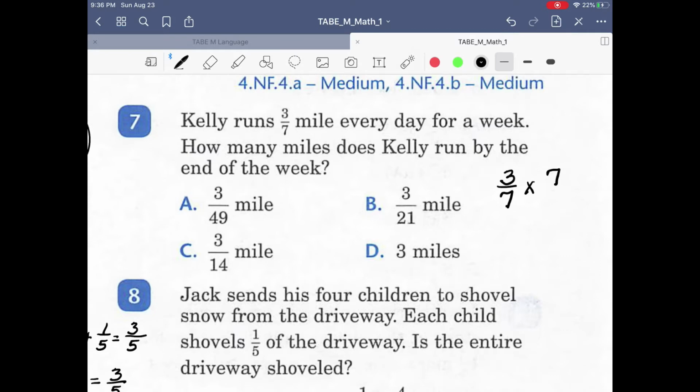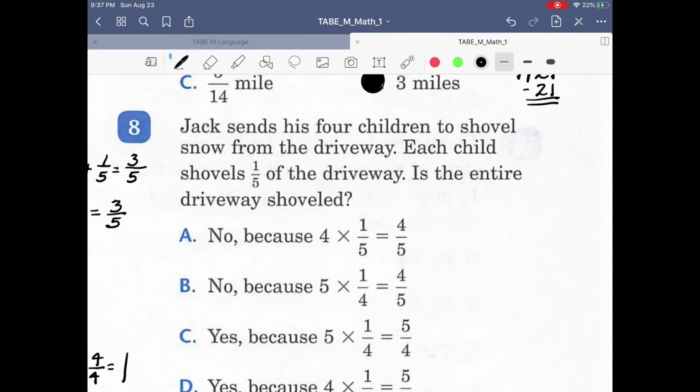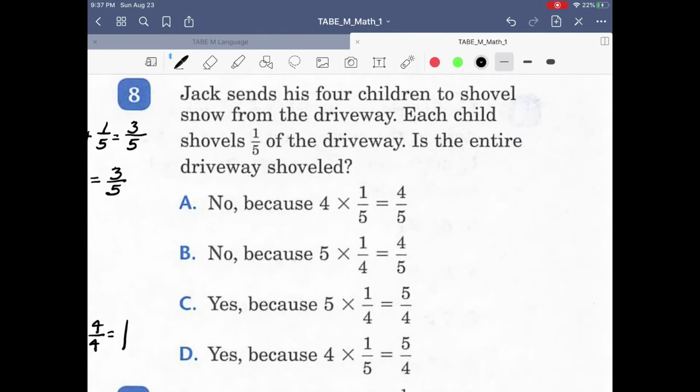I know that she's doing that every day, and there are this many days in a week. So I have 21 on top, 7 on the bottom. 21 divided by 7 is 3. And that's even. So my answer here is 3 miles. That's a total for a week. Number 7 is D.